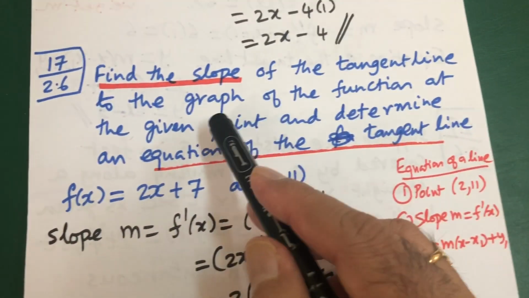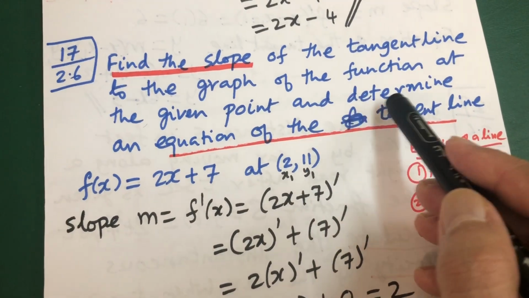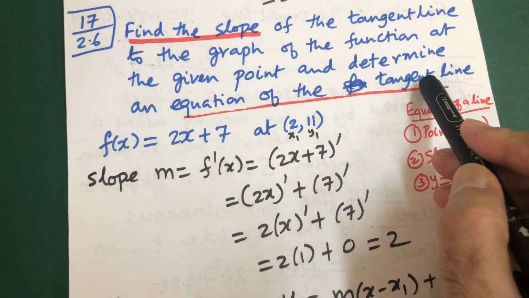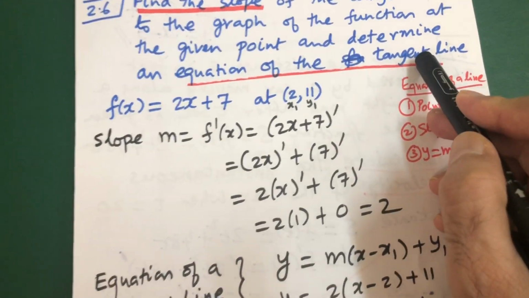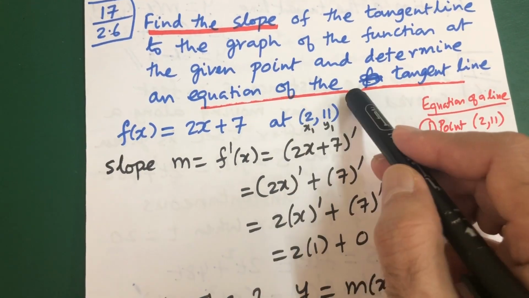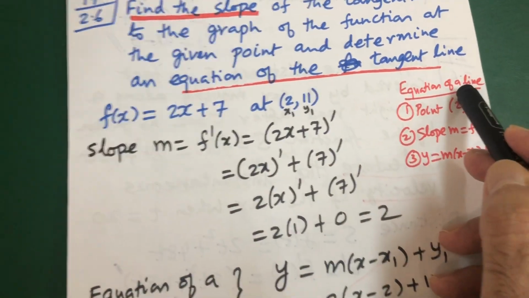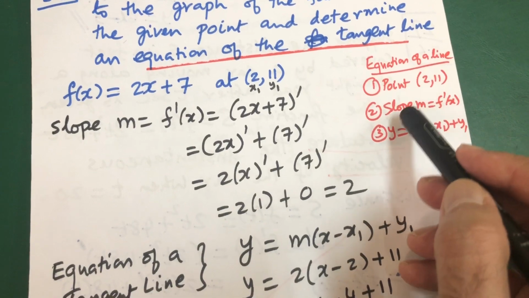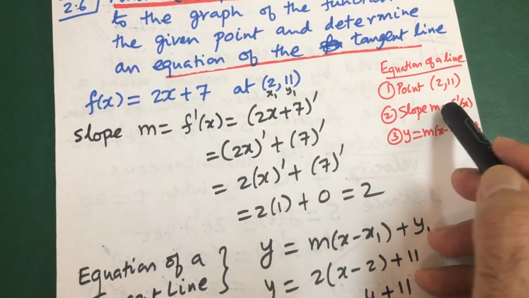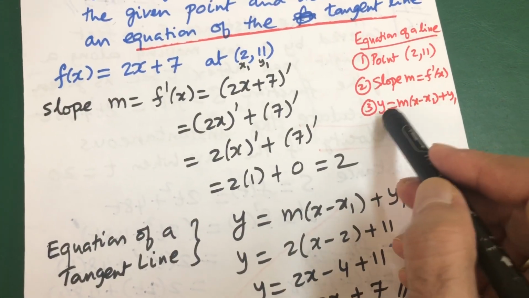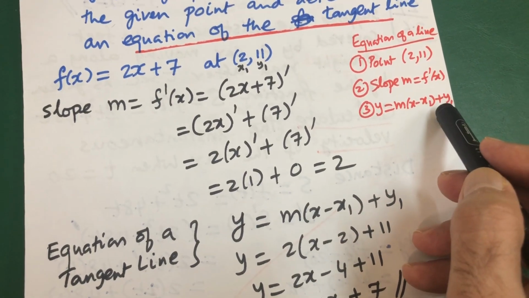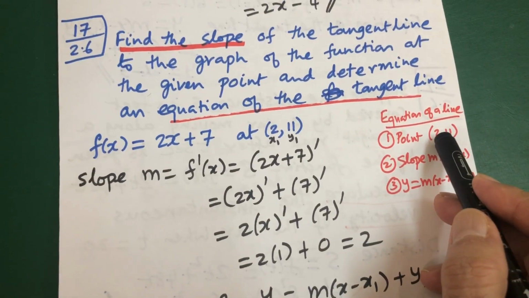Find the slope of the tangent line to the graph of the function at the given point and determine the equation of the tangent line. What do you mean by equation of the line? What you require is 3 things: a point, a slope, and the equation y equals m times x minus x1 plus y1. The point (2, 11) is given.